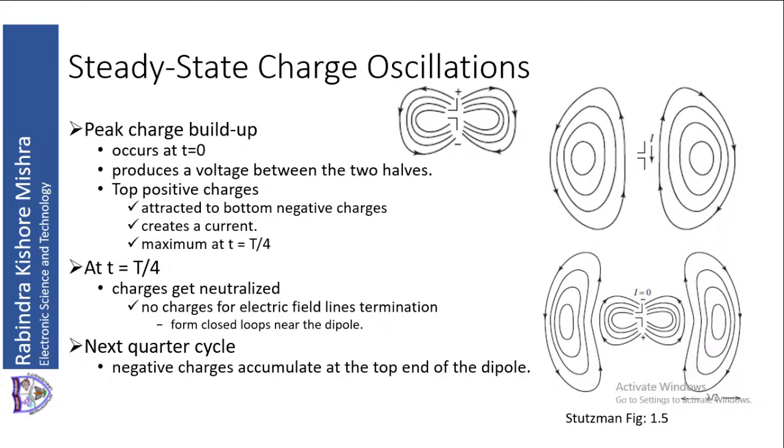If you look at the electric lines of force, their direction has changed. If in the beginning it was in the clockwise direction, now they will be in the counterclockwise direction because they will move from the bottom to the top. Earlier they were moving from top to bottom, since the top had positive charges. It always goes from positive to negative. So in the beginning it was clockwise; in the next quarter cycle, it is counterclockwise.